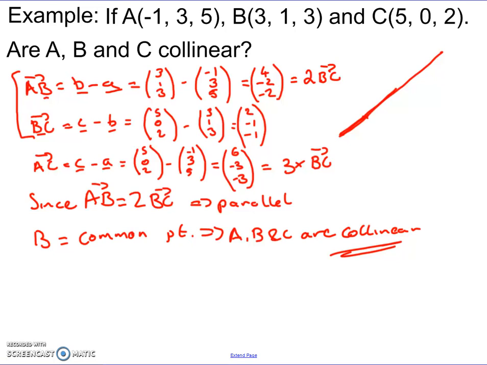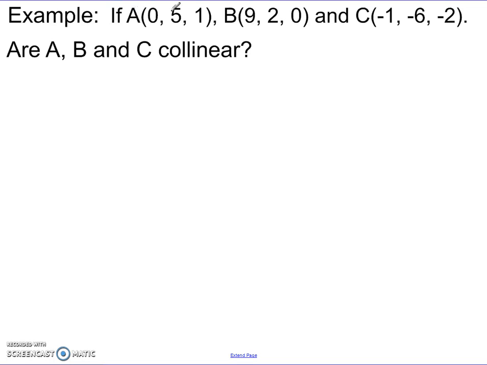Here's another example for you. Imagine I've got the points A, B and C given by this, and I'm again asked, are A, B and C collinear? Again, same logic. Pick 2 pairs of vectors, make sure there's a common point between them. If they're multiples of each other, great. If they're not, then they are not collinear.